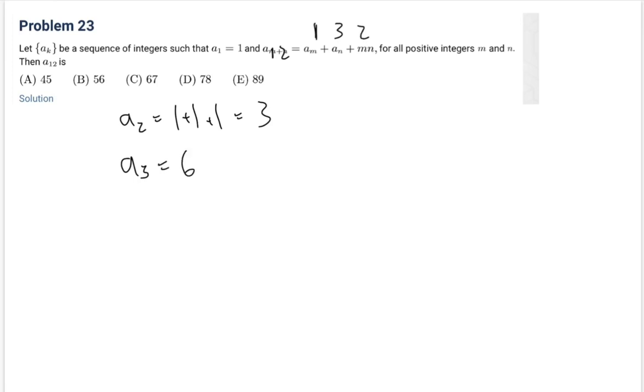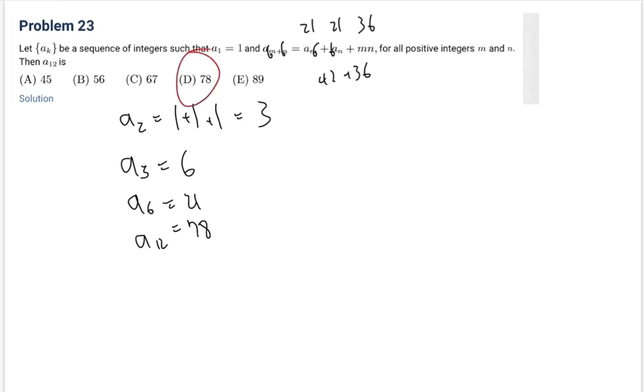Then for us to get A6, we need a 3 and a 3. Then this would be A3, so it's 6, plus A3, so it's 6, plus m times n, this is 9, so it's 12 plus 9, which is 21. And then A12 is A6 plus A6, so it's 21 plus 21 plus 36. 42 plus 36 equals 78. So the answer is 78, so it's D.